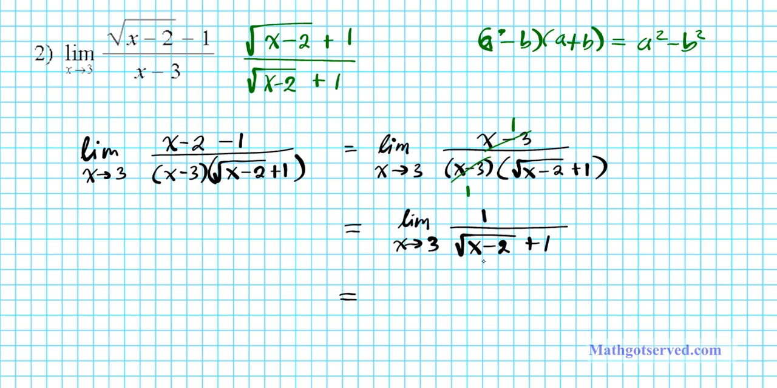We'll plug in 3. We'll have 1 over the square root of 3 minus 2 plus 1. This becomes 1 over the square root of 1 plus 1, since 3 minus 2 is 1. That becomes 1 over 1 plus 1, which equals 1 over 2.